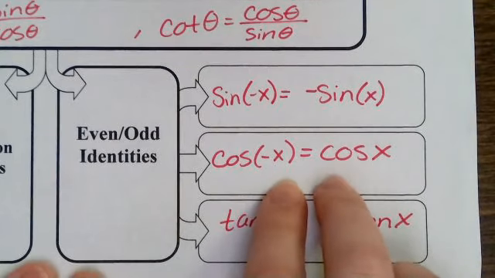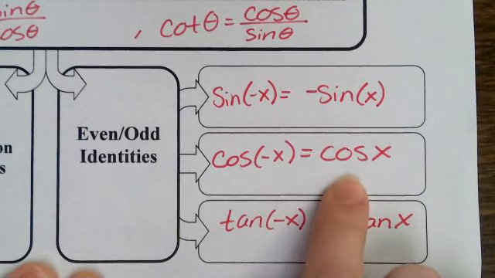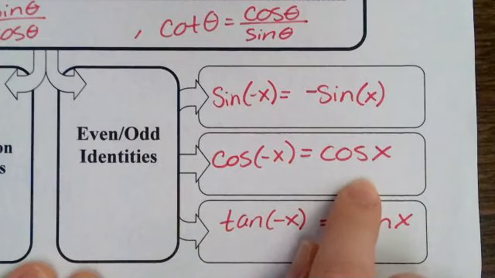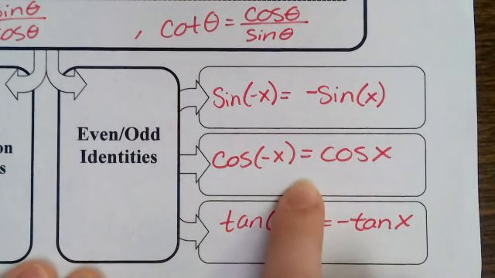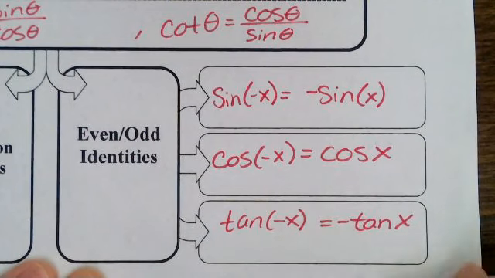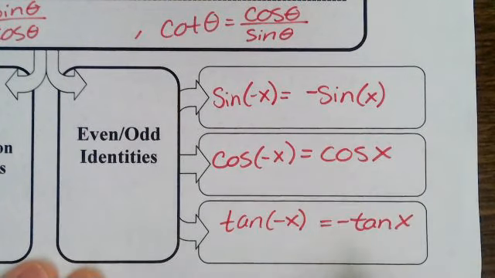It's not a miswrite. It is cosine of negative x is positive cosine of x, and that's because cosine is even. It is symmetrical across the y-axis. And the property that we did algebraically back in chapter 1 was that f of negative x was equal to positive f of x. If they're even, that's what we had.